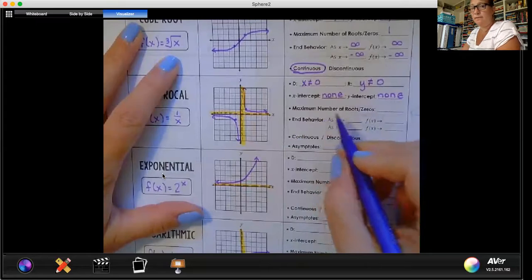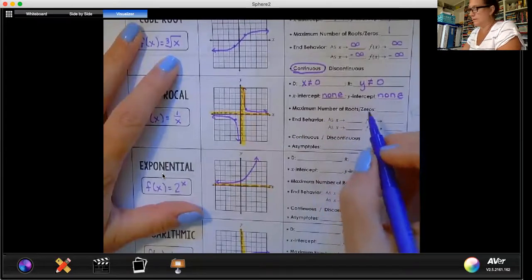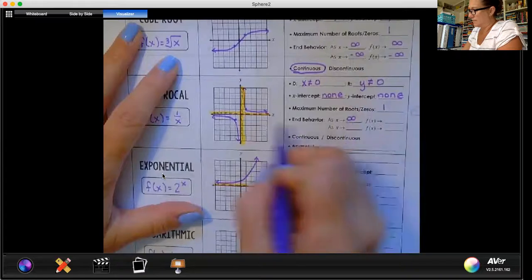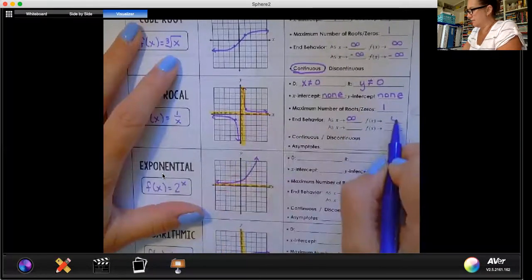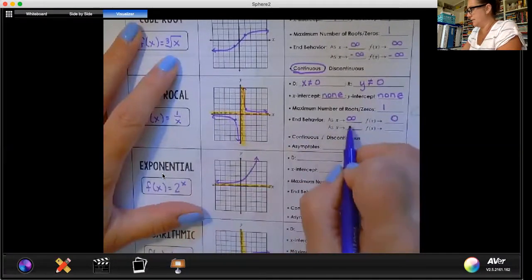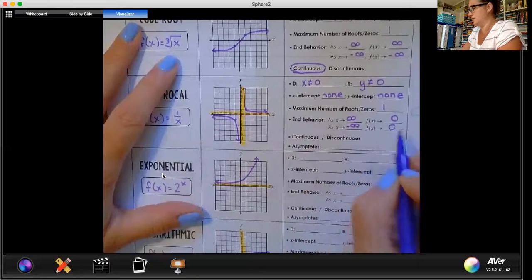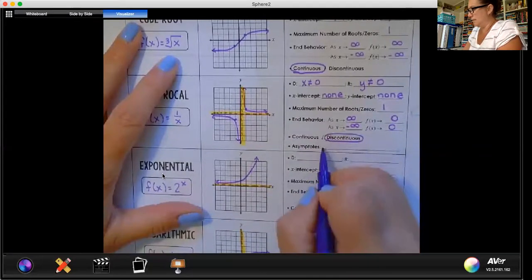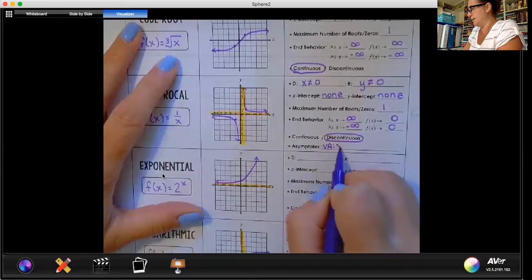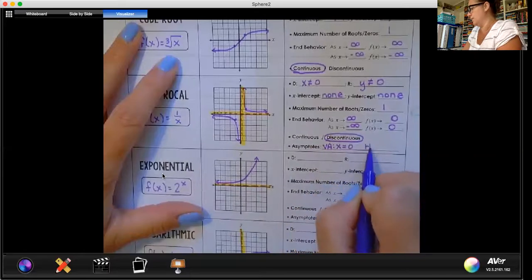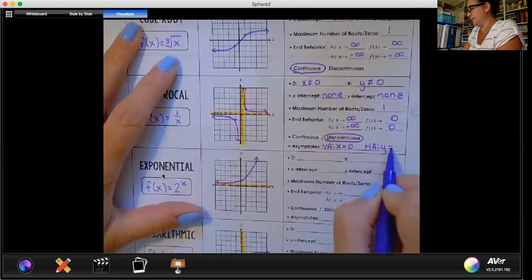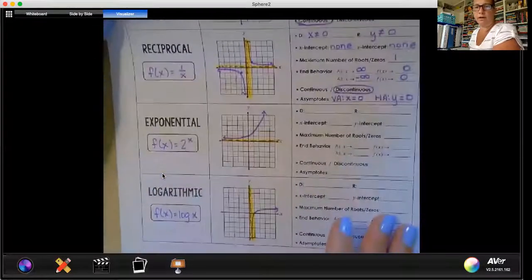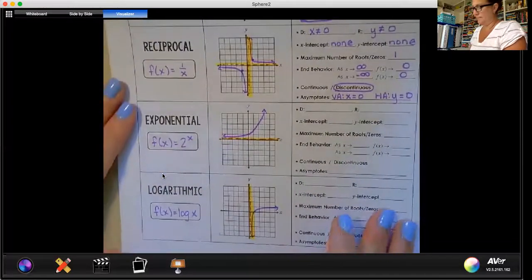The maximum number of roots or zeros, if we were to shift this up or down, would be 1. As x approaches infinity, f of x approaches 0. As x approaches negative infinity, f of x approaches 0. It is a discontinuous function, and you have a vertical asymptote at x equals 0 and a horizontal asymptote at y equals 0. This is a function you may not be as familiar with, so it may need a little more attention when you go to study.